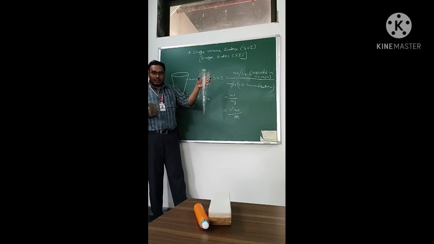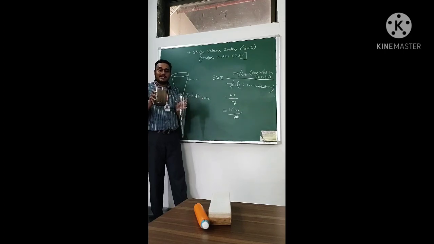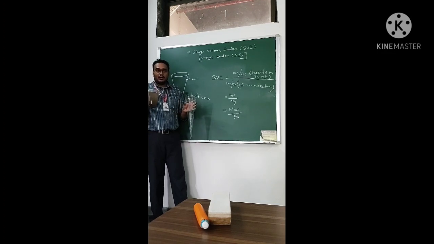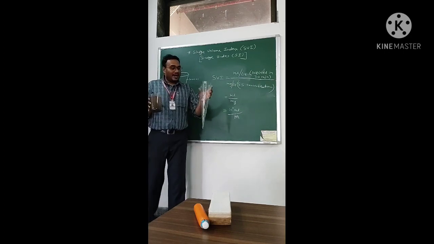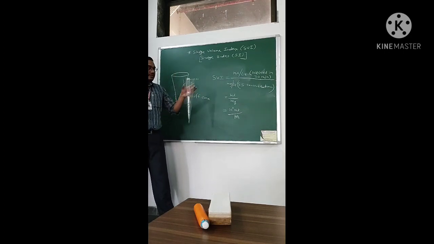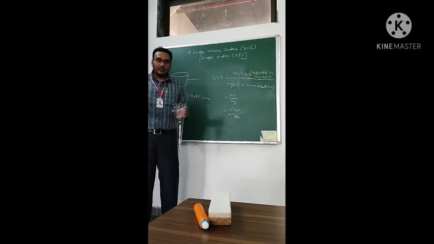So this is the Imhoff cone apparatus, and this is an MLSS sample, that is, mixed liquor suspended solids concentration liquid, which we have collected from the aeration tank. So this is a mixed liquor sample which we have taken from a nearby sewage treatment plant, and by using this Imhoff cone we are going to perform this practical. So let us see the steps of how we can perform this practical.